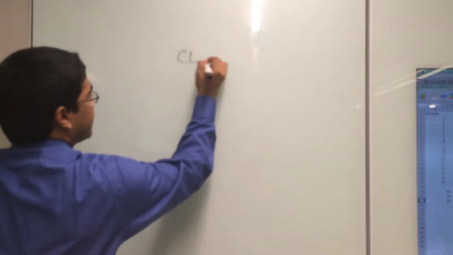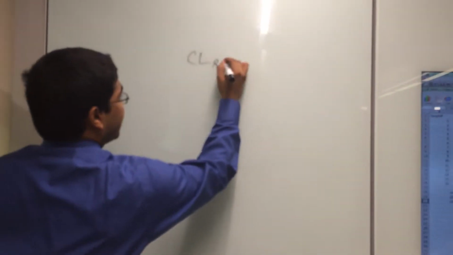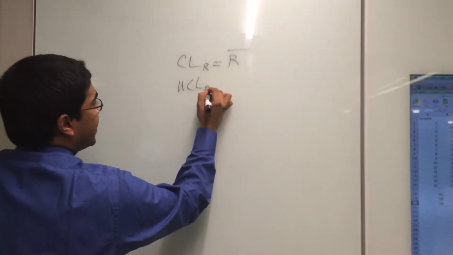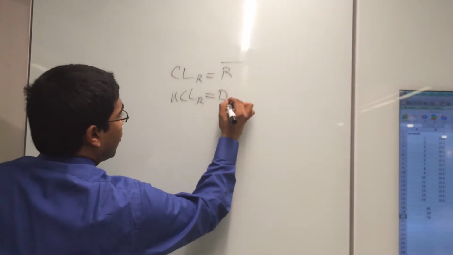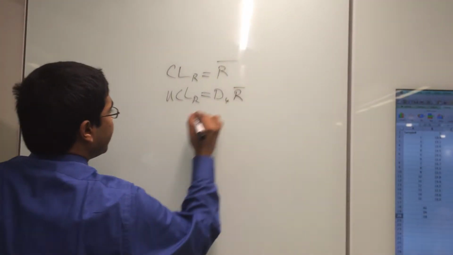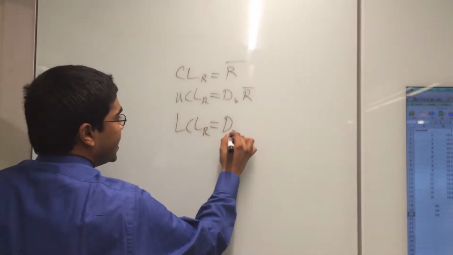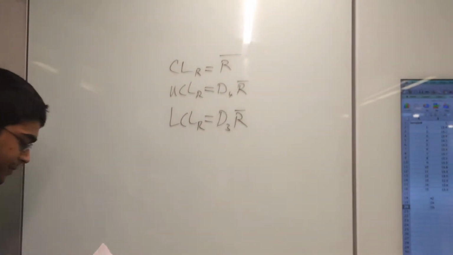The central line of the range chart is just the average of all the ranges we have. The UCL of the range chart is D4 times the grand range. The LCL of the range chart is D3 times the grand range. Okay, question. Do you get the D3 and D4 from the same chart?